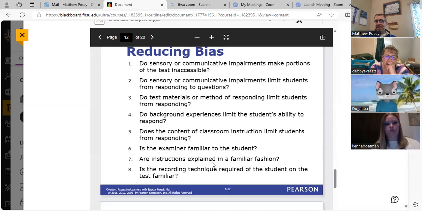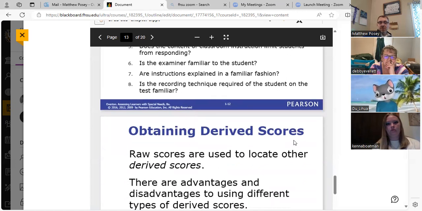Okay. Is the examiner familiar to the student? Are the instructions explained in a familiar, easy to understand fashion? Are we making sure that they truly understand what we're asking of them? Is the recording technique required of the student on the test familiar? So if we have to go in and have them record some of their answers, some of the subtests on the WJ4 require them to give us samples of their writing, written responses. We have to make sure that they are familiar with that and that they understand, because they are going to provide some things like that for us as part of the testing process.